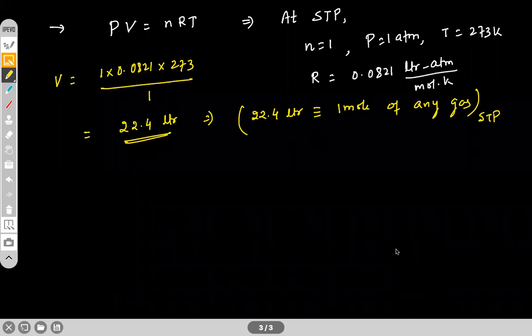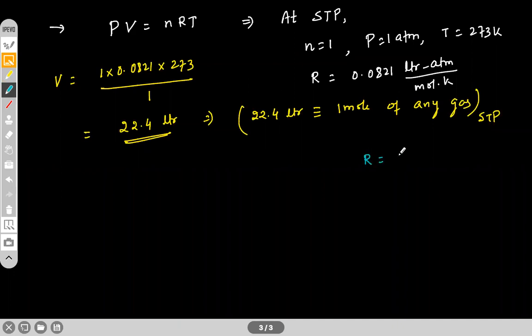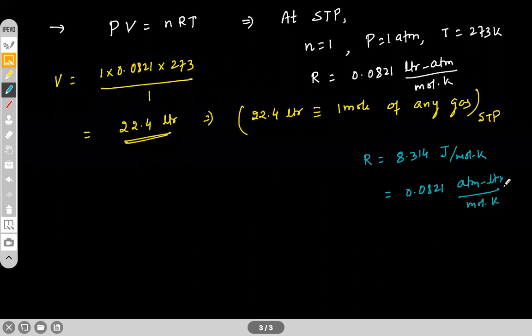The value of R is 0.0821 only. I have given you this value, no? The universal gas constant R is 8.314 joule per mole Kelvin, and 0.0821 atm liter per mole Kelvin. Since we need to find volume in liter, that's why we have used this one.